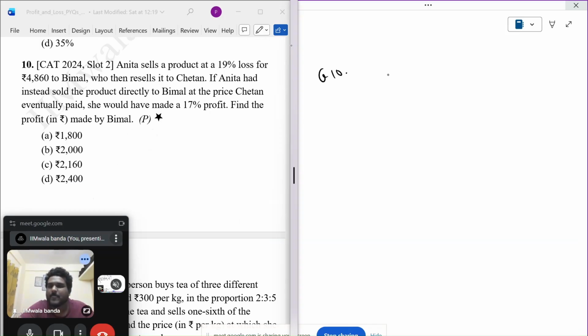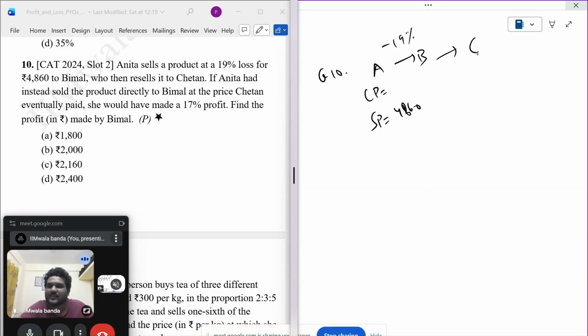Question number 10. Anita sells a product at 19% loss for 4860. So we also know the selling price is 4860 and there was a 19% loss. I can get the cost price.